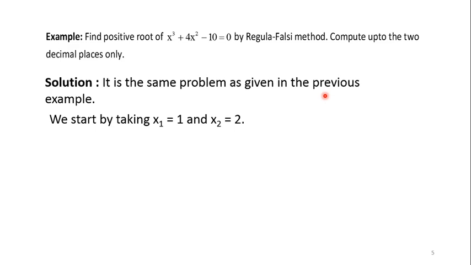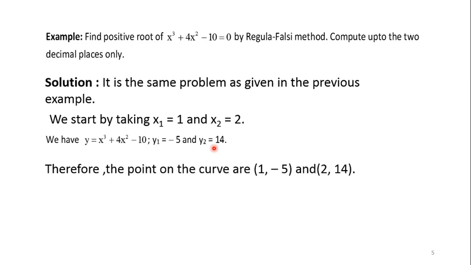So we start by taking x1 equal to 1 and x2 equal to 2 as the range of the solution. We have y equal to x cube plus 4x square minus 10. You will find at x equal to x1 the value of y as y1, which is minus 5, and at x equal to x2 the value y2 is 14. Therefore the points on the curve are (1, minus 5) and (2, 14).